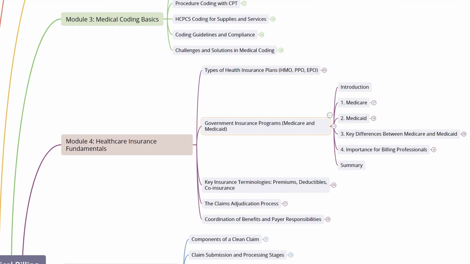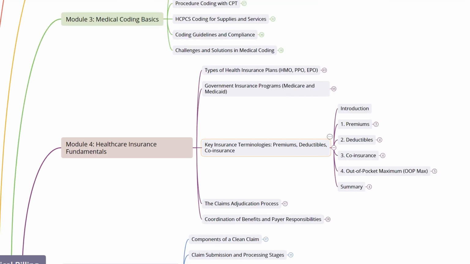Next, government insurance programs such as Medicare and Medicaid. A significant portion of healthcare billing involves government programs. Here, you'll learn the eligibility criteria, coverage specifics, and unique billing rules associated with Medicare, primarily for seniors and certain disabilities, and Medicaid, which is a state administered program for low income populations. Proper handling of these claims is crucial for compliance and reimbursements.